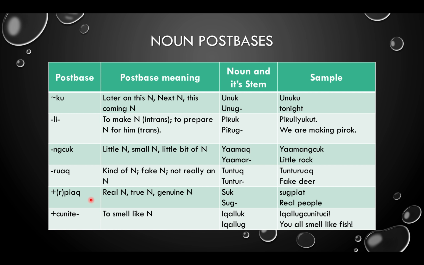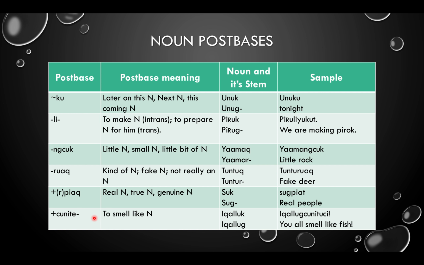All right, the last two are plus postbases, and we have a plus R, piak. So remember that R only goes on to the stem if the stem ends in a vowel. So this stem that we're using here ends in a G, so we're not going to use that R. And we're just going to add piak, or piat, that's plural, onto sukhbiat, real people.